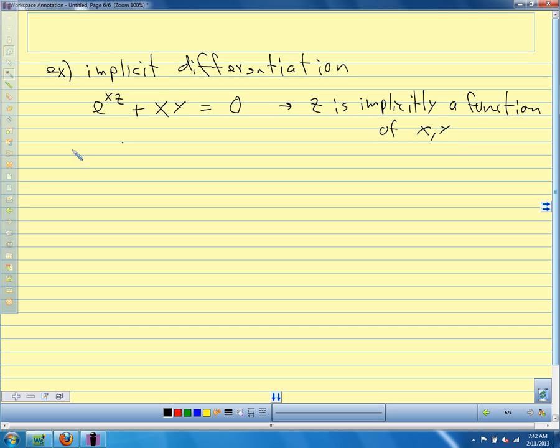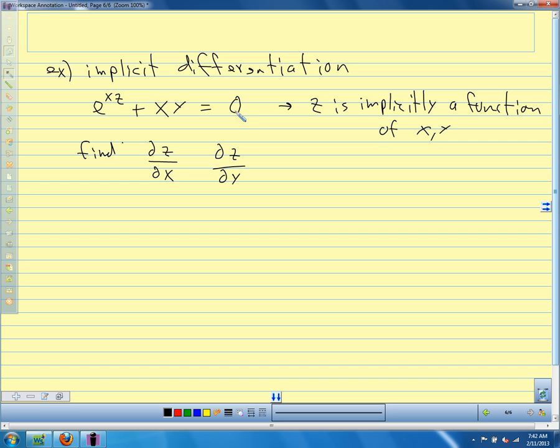We want to find dz. We want to find the partial of z with respect to x and the partial of z with respect to y. Now with this particular function, it would be extremely difficult to solve for z in terms of x and y. We could use implicit differentiation the way we've known how to do it before, where we take the derivatives and write in our dz dx's and dz dy's and solve for the derivative with respect to x or the derivative with respect to y. Again, it could be very difficult.